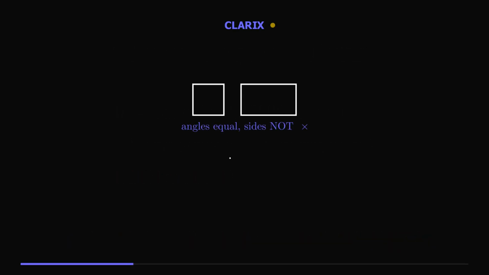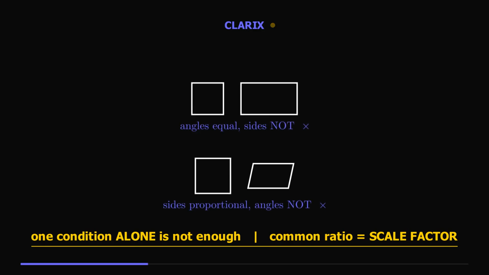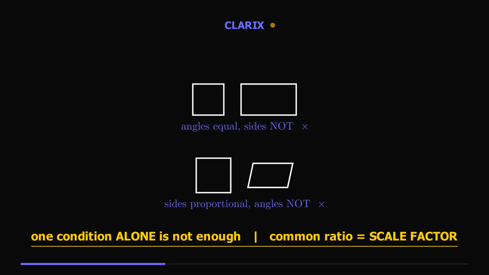Why insist on both? Watch. Take a square and a rectangle. All their angles are 90 degrees, so corresponding angles are equal. Condition 1 holds. But the sides aren't in the same ratio, so condition 2 fails and they are not similar. Now take a square and a rhombus. All sides equal, so the sides are in the same ratio. Condition 2 holds. But the rhombus's angles aren't 90 degrees, so condition 1 fails. Again, not similar. For polygons, one condition alone is never enough.